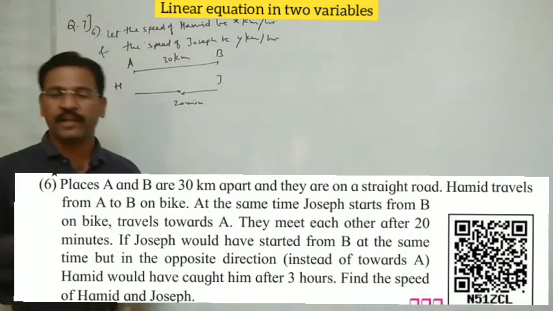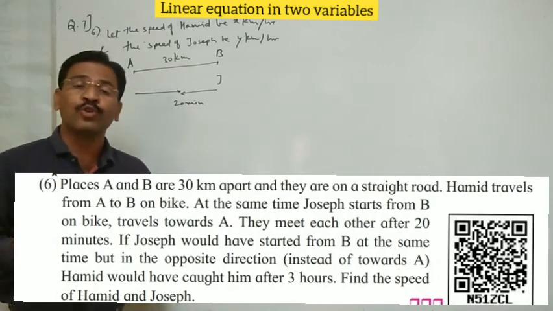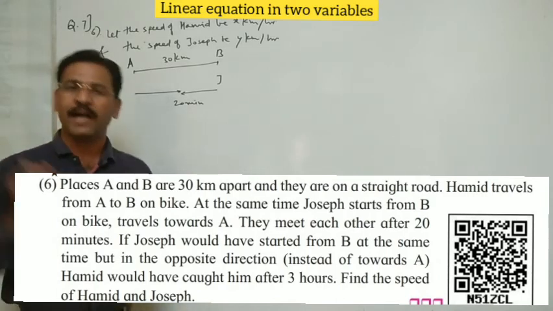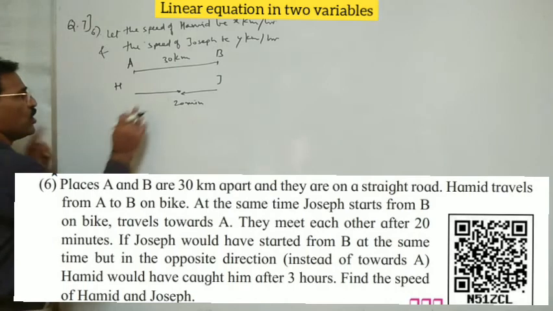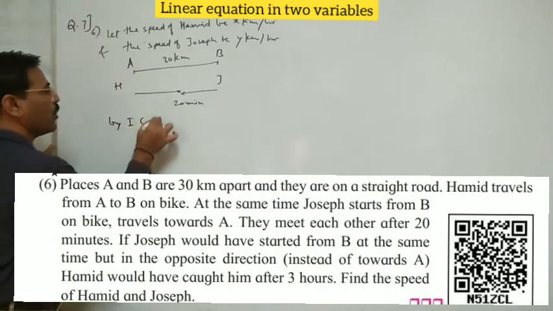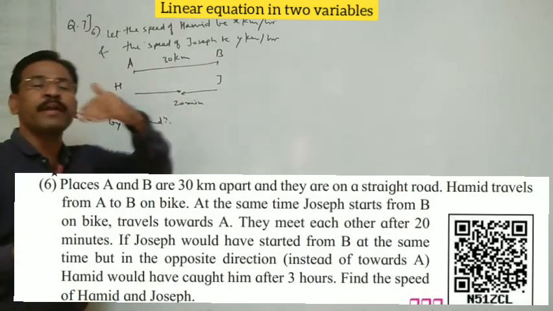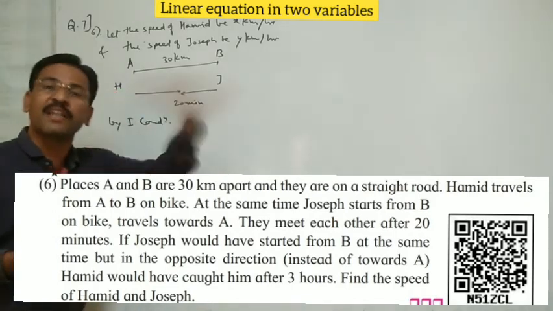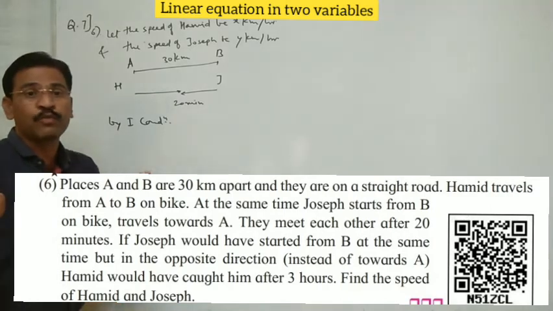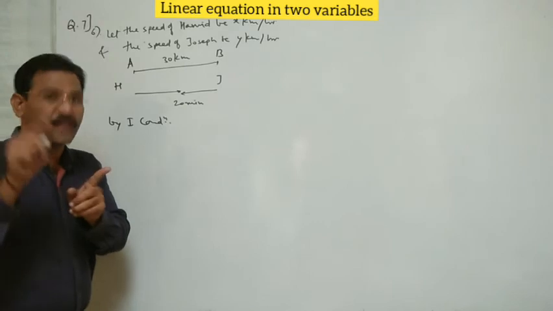They meet in 20 minutes. 20 minutes we need always in terms of hours. So 20 upon 60 means that is hours. Okay, so look here by condition number 1. What is the condition? In 20 minutes, how much distance is covered by Hamid? Distance means what? We know speed into time.